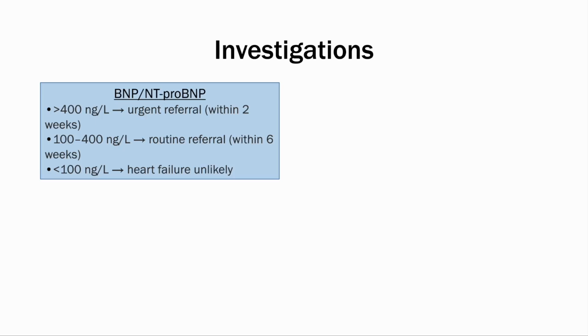So how would we investigate someone who we think might have heart failure? The first line investigation is BNP or NT-proBNP, and that stands for brain natriuretic peptide. Greater than 400 nanograms per litre means an urgent referral to a specialist is required within 2 weeks. 100 to 400 usually means a routine referral within 6 weeks, and a level of less than 100 means that heart failure is unlikely.